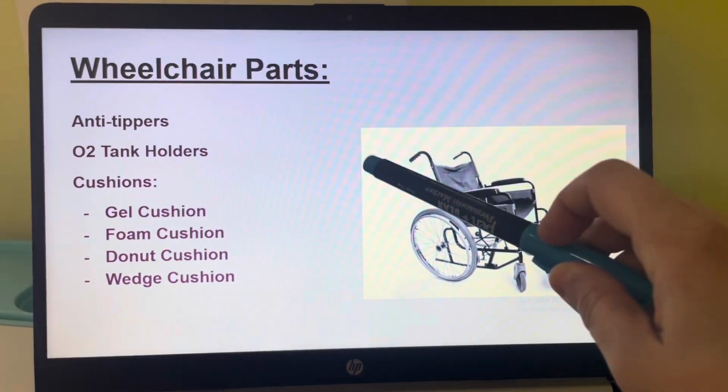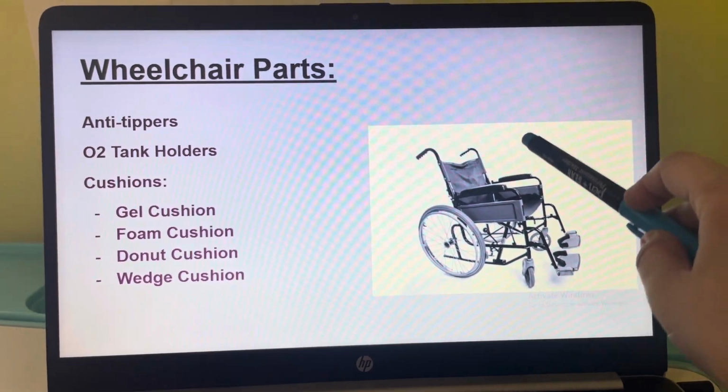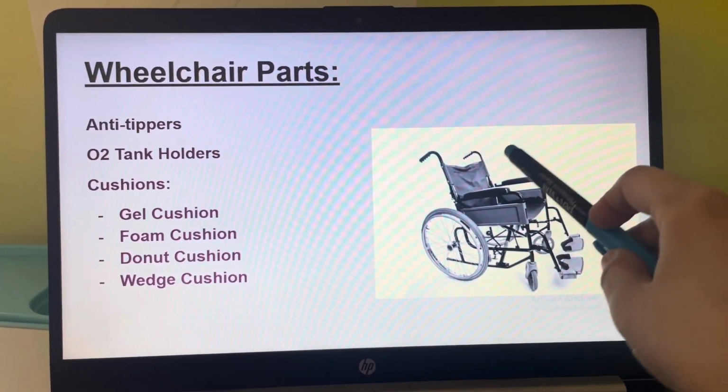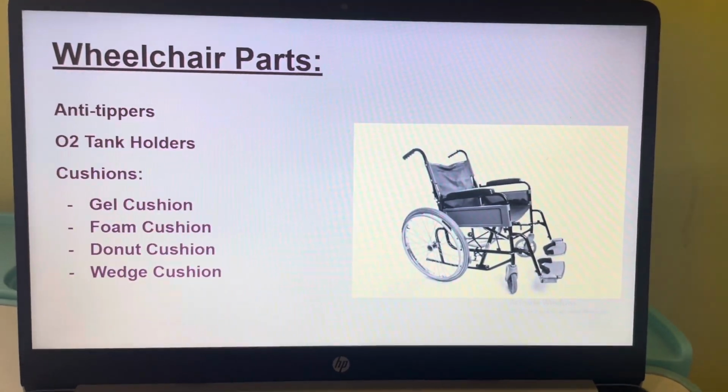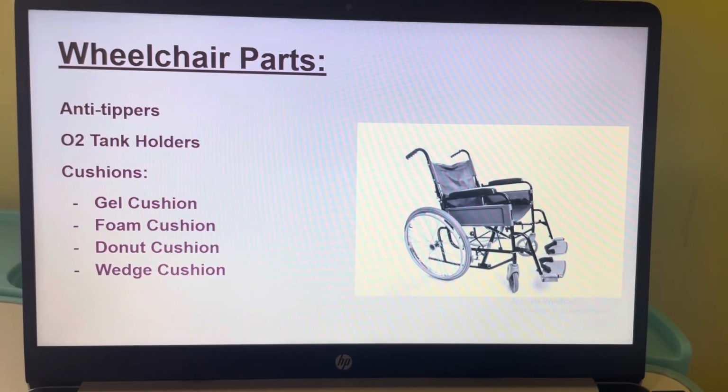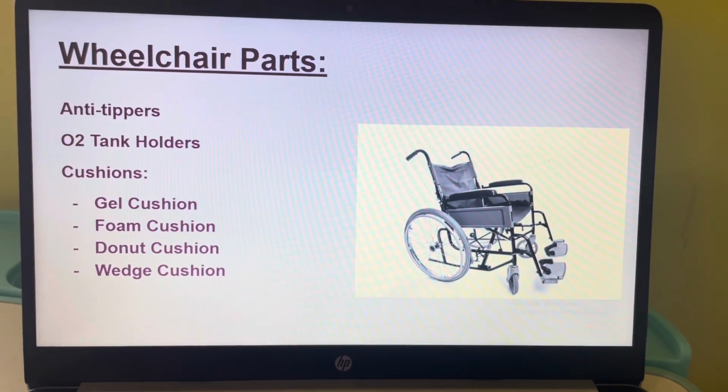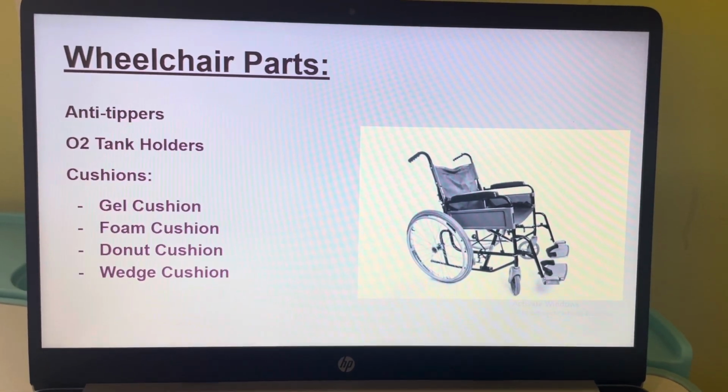The oxygen tank holders come with a loop and are placed around the handles on the rear side of the back support. Wheelchair cushions are of different types. The commonly used one is a foam cushion.